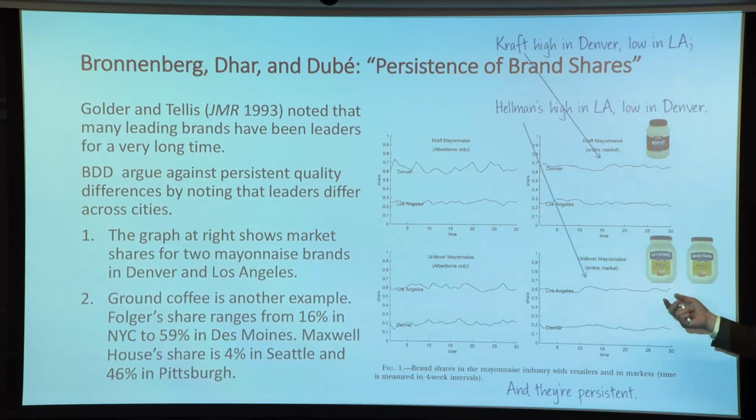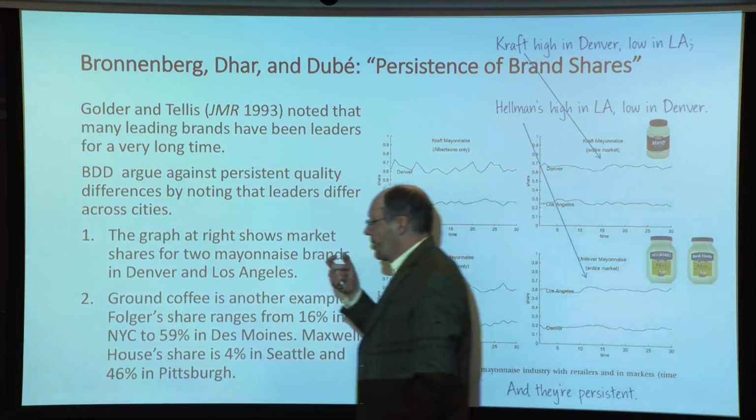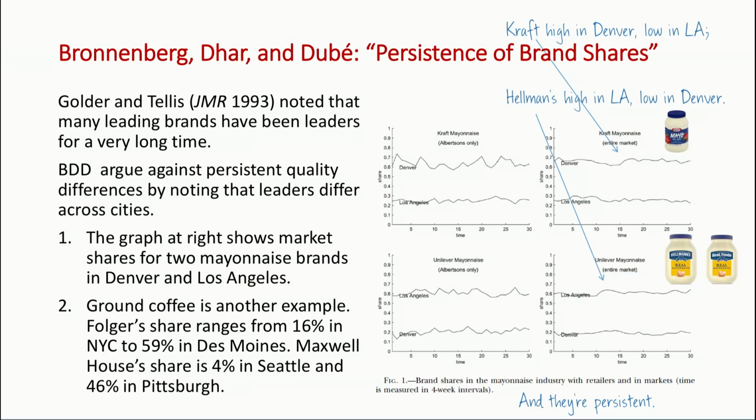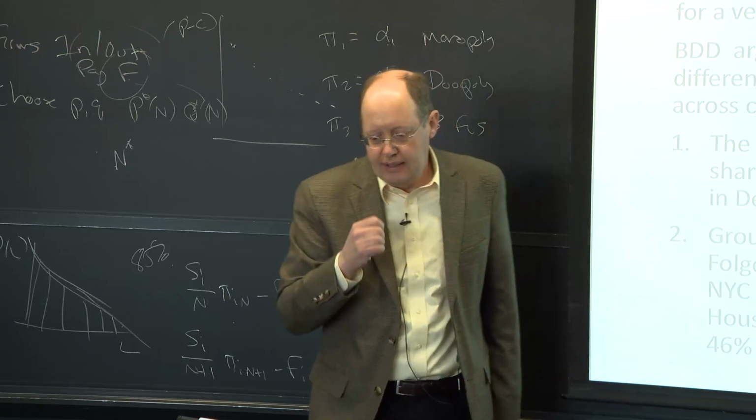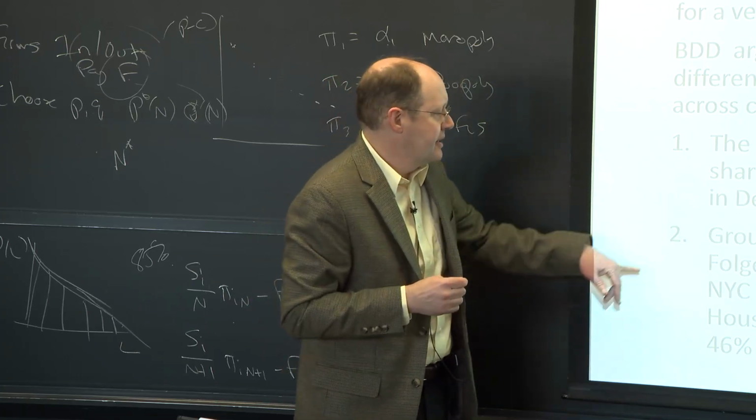So it's sort of striking that, in some sense, in Denver, Kraft is the clear mayonnaise leader. And in Los Angeles, Unilever is the clear mayonnaise leader. There are these different market leaders, and it seems quite stable that there's a leading mayonnaise that everyone buys, and then there's a second mayonnaise that some people buy. They give other examples in the paper.